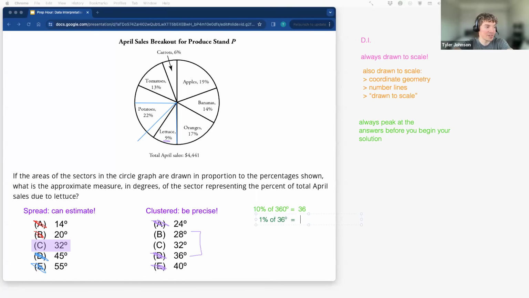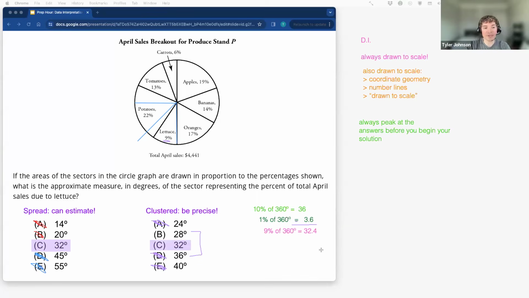And you're just going to move that decimal point in one more place. So to find 9%, you're just going to subtract those two. And you'll get exactly 32.4, which is closest to choice C.